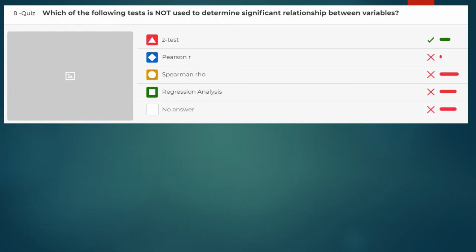Okay, next one. Which of the following tests is not used to determine the significant relation between variables? Okay, so for here, the correct answer is this one, the z-test. So yung ibang test na yan, ginagamit natin to identify the significant relationship between variables. We have the Pearson R, we have the Spearman-Rho, and the regression analysis. Now, medyo mahaba yung mga discussions for those particular tests. So we will be having another discussion for that.